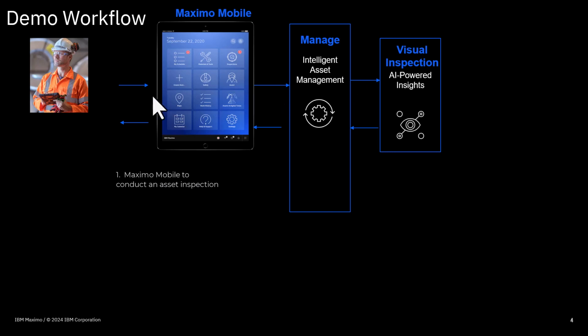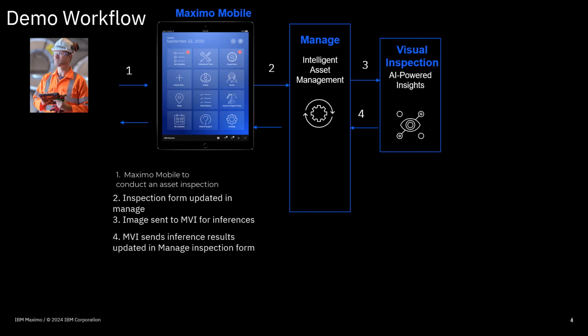All right, demo flow is pretty straightforward. First thing we're going to do here is the mobile worker is going to use Maximo Mobile. It's going to operate and open up an inspection form. They're going to update the inspection form with relevant information about the asset, including an image. That image is then going to be sent to Maximo Visual Inspection for some inferencing. Maximo Visual Inspection is going to return that inference results back to Manage.